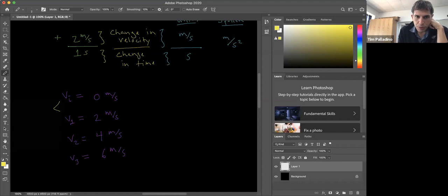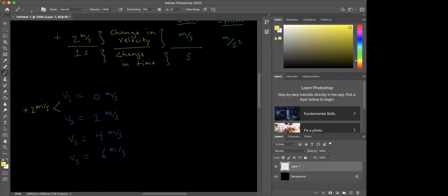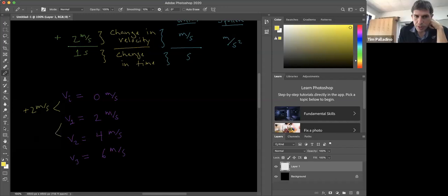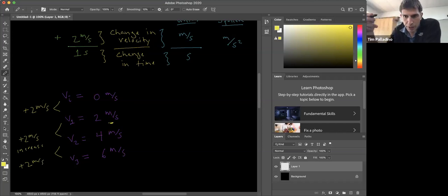So what you should see, I'm hoping, is that this is a 1 second change in time. So the velocity went up by 2 meters per second. Between this point here and this point, the velocity increased by 2 meters per second. So this is like an increase. But we also have to take into account that it wasn't starting from rest anymore. It had an initial velocity of 2 meters per second. So in this case, we keep adding 2 meters per second to the previous number. So every single second, the velocity goes up by 2.